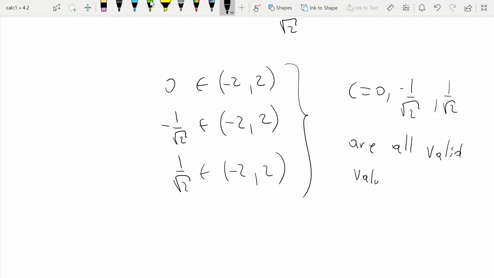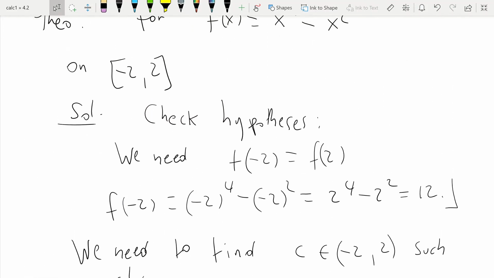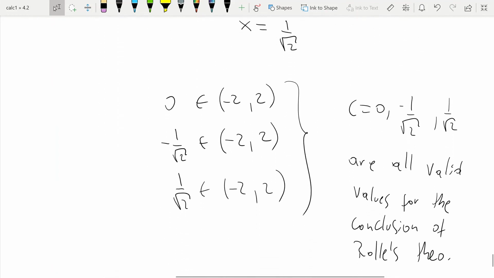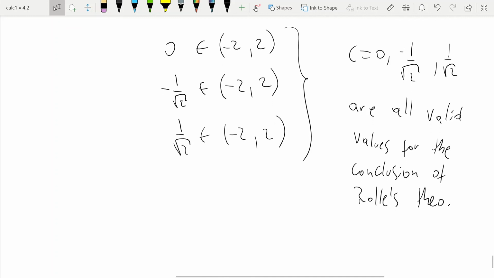They are all valid values for the conclusion of Rolle's theorem. So whenever you're asked to verify Rolle's theorem, you need to check that the values at the endpoints are the same, and then solve f prime equals 0. And just keep the points that are in the given interval.